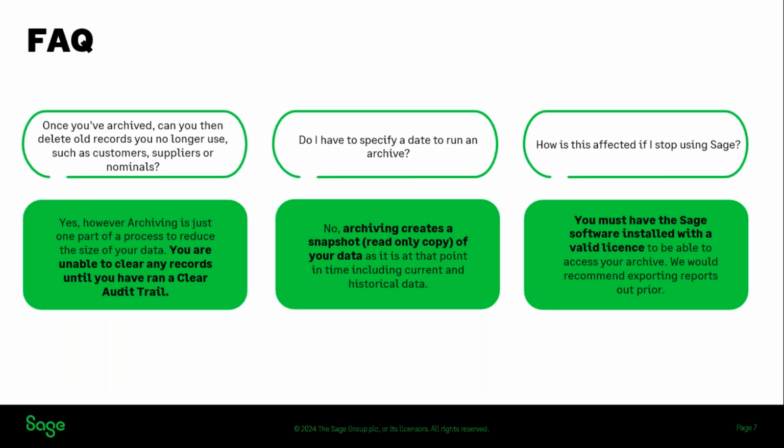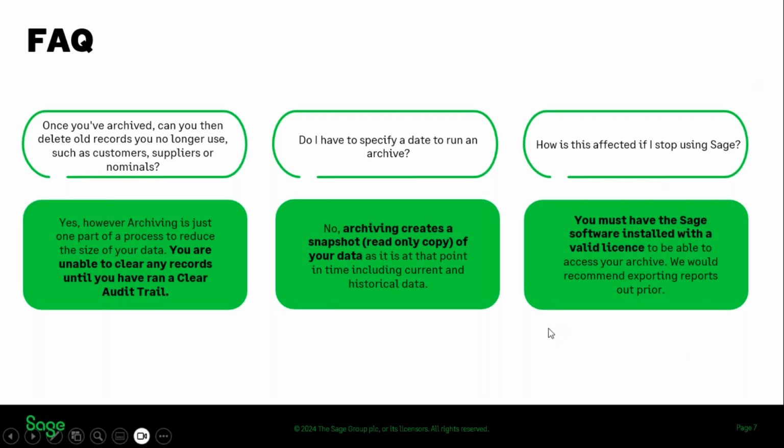And then the last one there is, how is this affected if I stop using Sage? So it's a really good one. Lots of people do come to the end of their business. They may be moving to retirement. They still need to keep hold of that data, okay? But to use an archive, you do need to have access to a Sage software with a valid license. And it might be that your accountant holds on to that. Otherwise, we recommend exporting all of your reports beforehand.